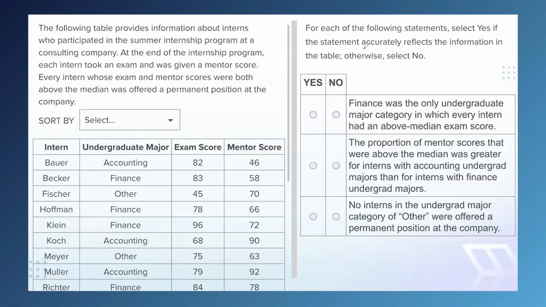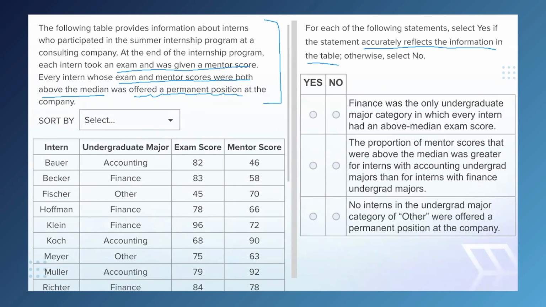Okay, we are looking to answer whether or not each of three statements are true based on the information given in the table. Before we jump into those statements, though, let's get a feel for the information we're being given. The blurb above the table tells us that this is data about interns who participated in a summer internship program at a consulting company, each of whom was given an exam and mentor score at the end of the program. We also know that every intern who scored above the median in both dimensions, exam and mentor, was offered a permanent position at the company.